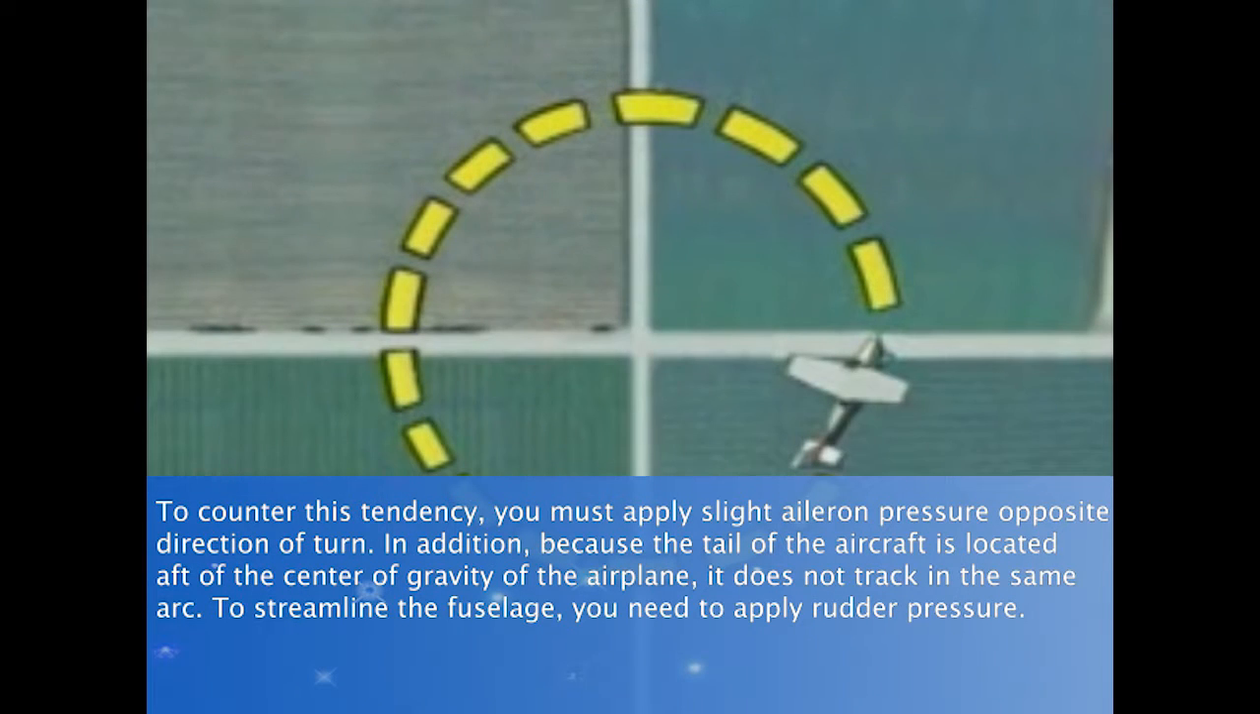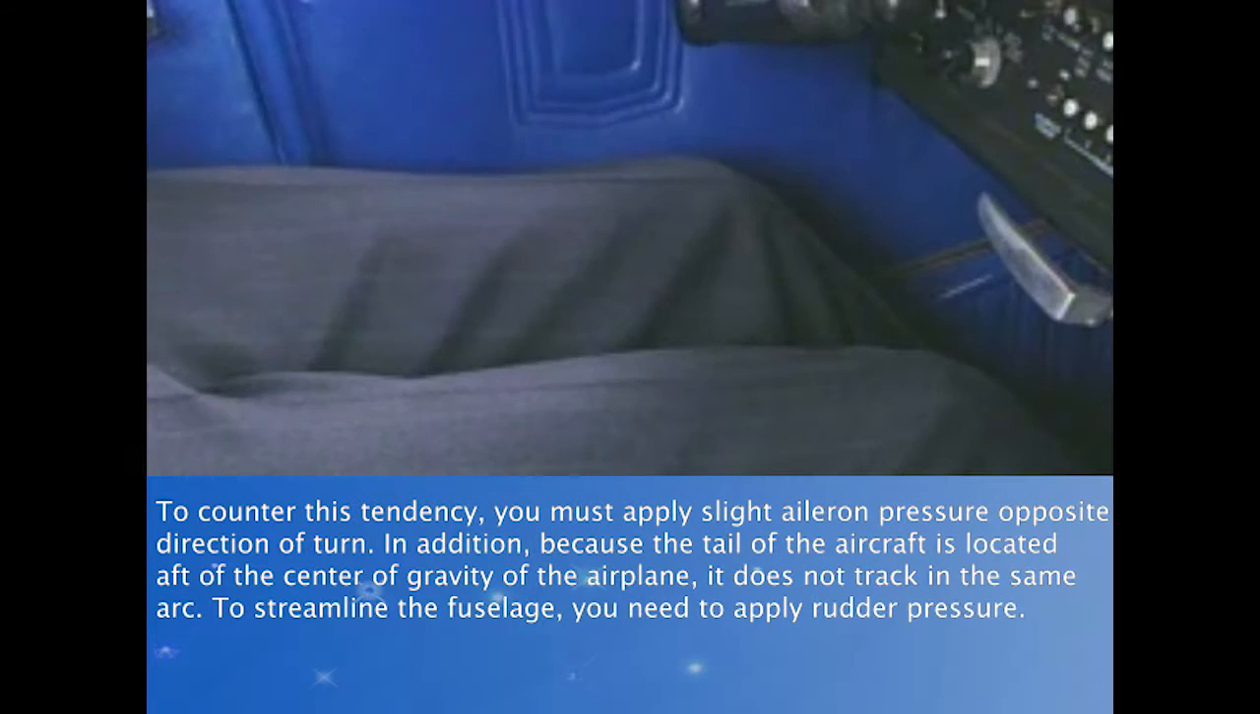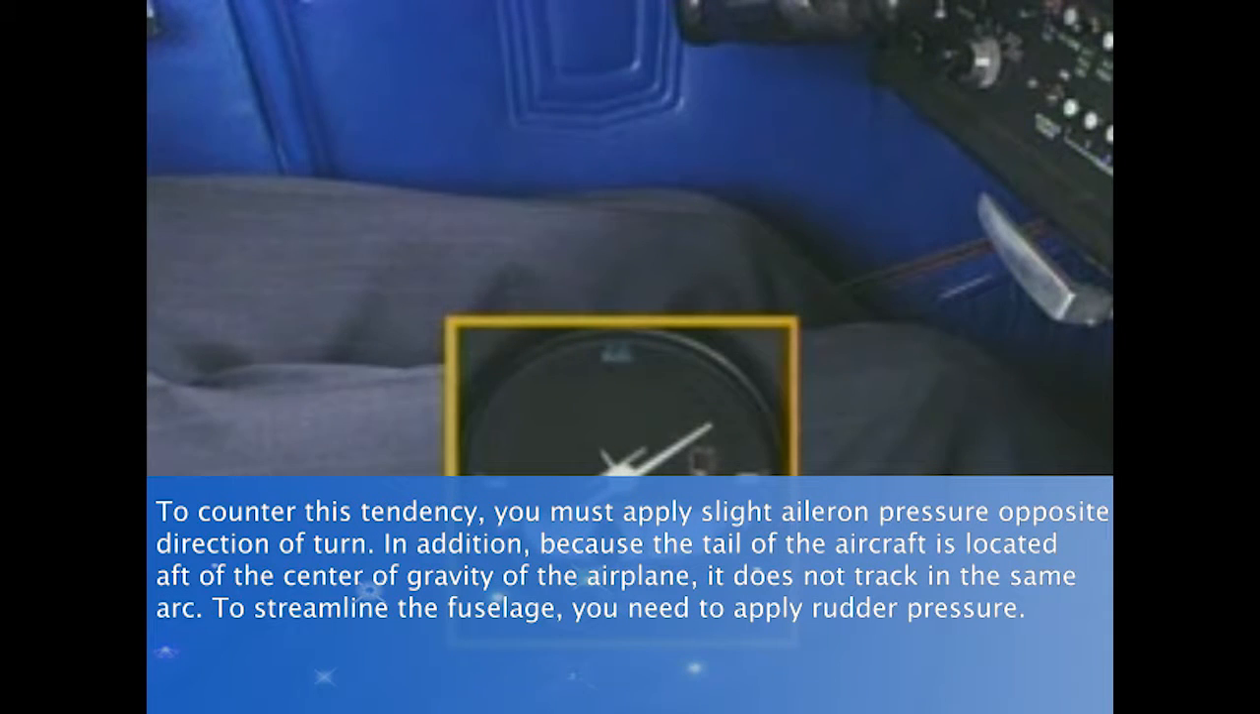In addition, because the tail of the aircraft is located aft of the center of gravity of the airplane, it does not track in the same arc. To streamline the fuselage, you need to apply rudder pressure.